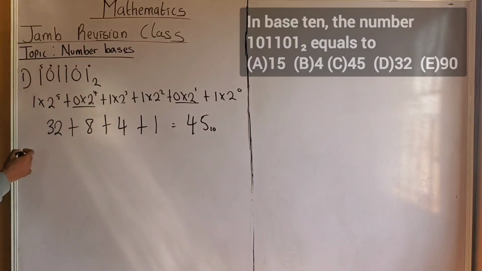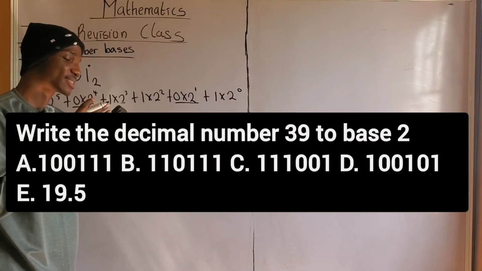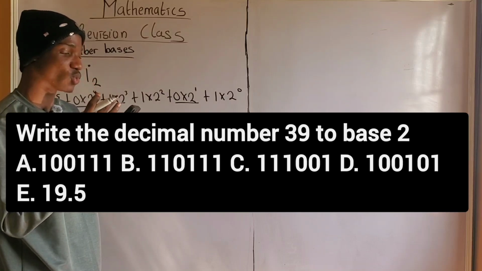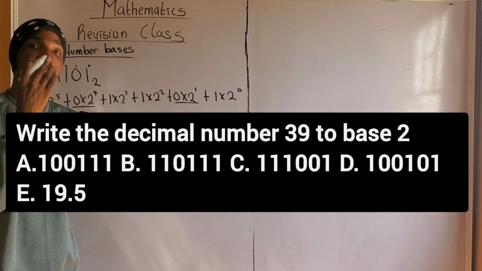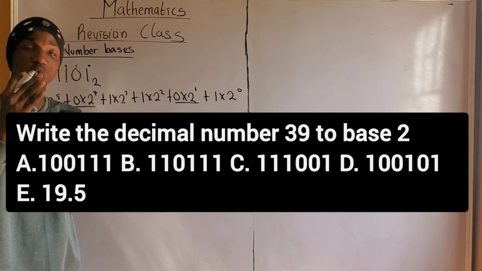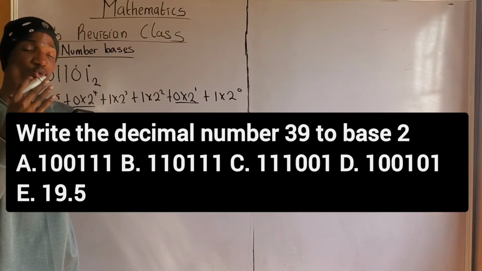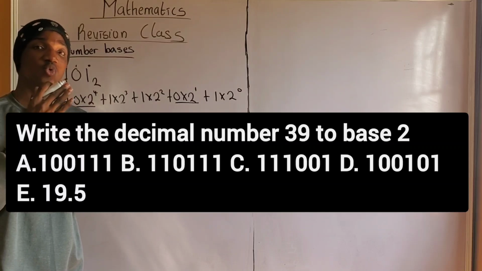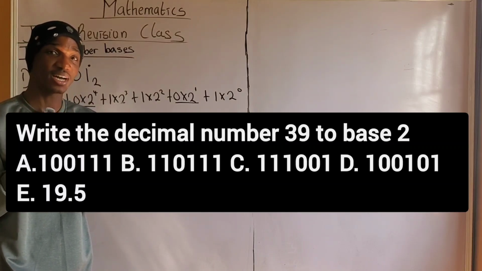Okay, let's look at the second question. Write the decimal number 39 to base 2. What you're asked to do here is change 39 from decimal to base 2. Decimal simply means 39 is in base 10 before. You have to change it to base 2. And to do that, all you have to do is divide 39 by 2 and keep the remainder. Do you understand?